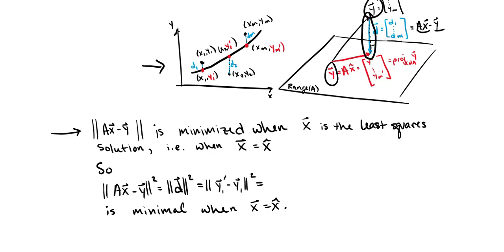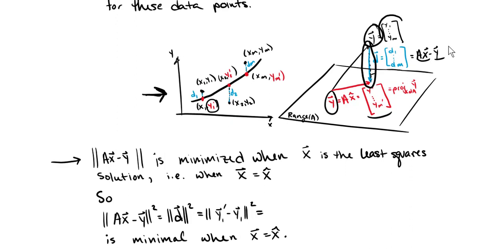So what is that though? Looking here, we can see the difference between our y prime vector in red, whose coordinates are given by these y prime scalars, and in black, the original y vector up here, whose components are given by the y1 through ym scalars without the primes. So what do we have here? This is just y1 prime minus y1 squared plus y2 prime minus y2 squared, all the way out to the last data point, ym prime minus ym squared.